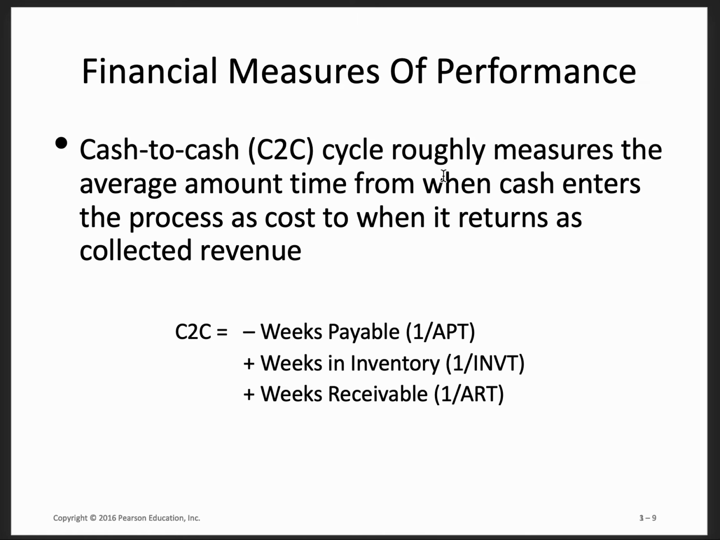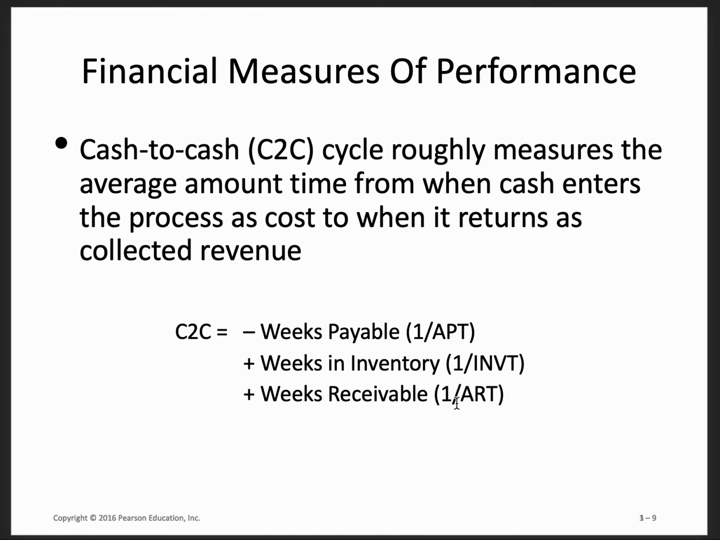So cash to cash cycle roughly measures the average amount of time when cash enters the process at cost and returns as collected revenue. So remember that accounts payable turnover is what you're paying to your vendors, accounts receivable turnover is what you're getting from your customers, and inventory turnover is how long something stays within your system. So by adding 1 over inventory turnover to 1 over receivable turnover, you will know exactly how long it's going to take for you to receive money for the inventory that you have.